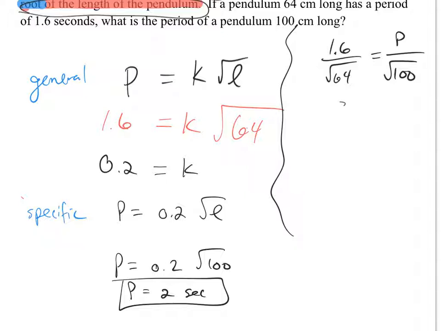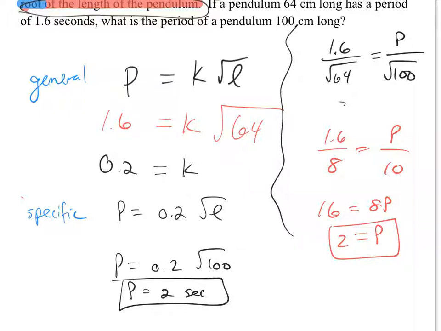Solve this up here. It's the same exact thing. Solve this one on the top right. This becomes 1.6 over 8 equals P over 10. Now is when I would cross multiply. I'd cross multiply, which would give me 16, right? 1.6 times 10 is 16 equals 8P. So P would equal 2. Same answer either way. Okay? Again, same answer, but remember that you need the square root part of your proportion for it to work in this case.